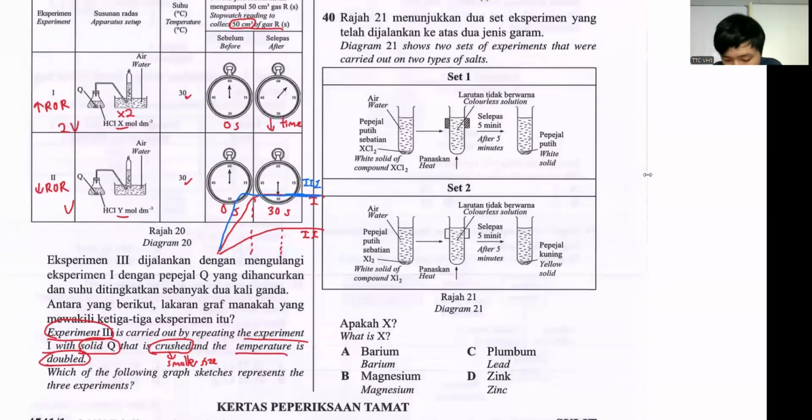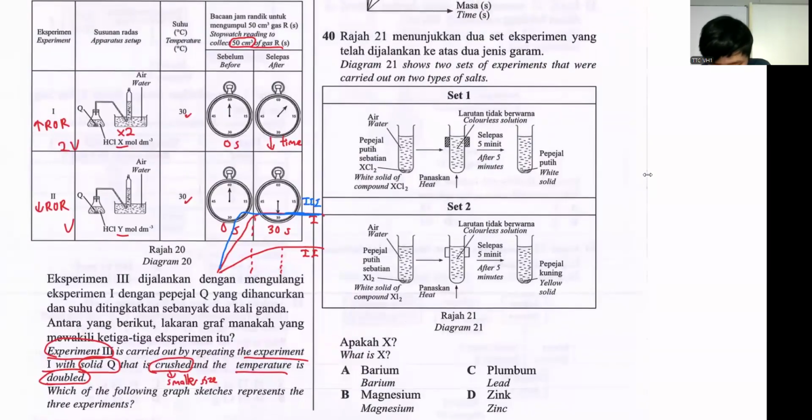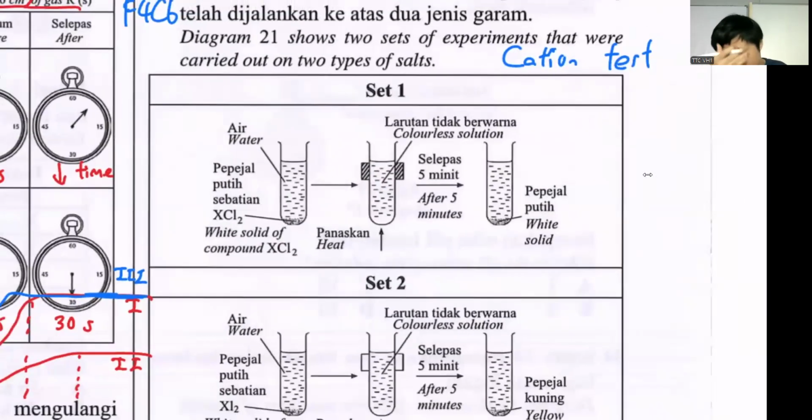Question 40. This is Form 4 Chapter 6, salt analysis, cation test. This one is really a cation test. Look at set 1. If you have XCl2, a white solid, add water, then you heat it. Then after 5 minutes, you will get a white solid.